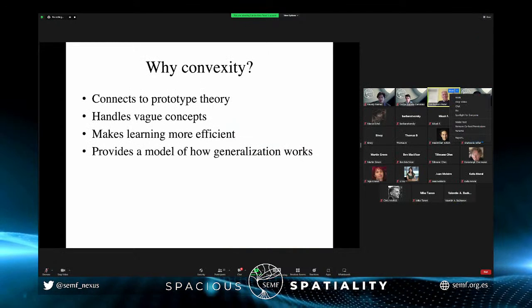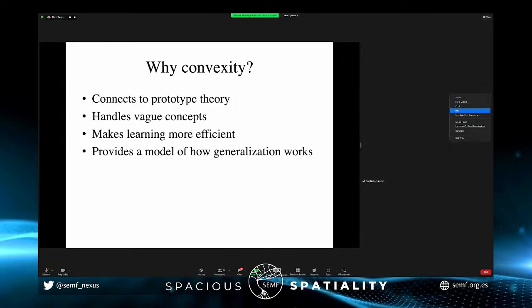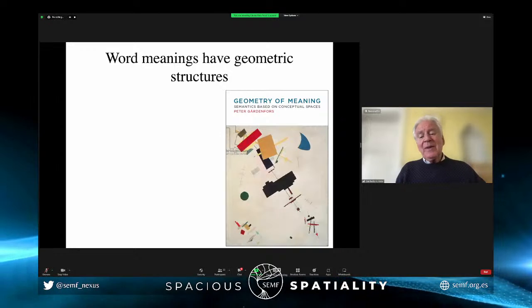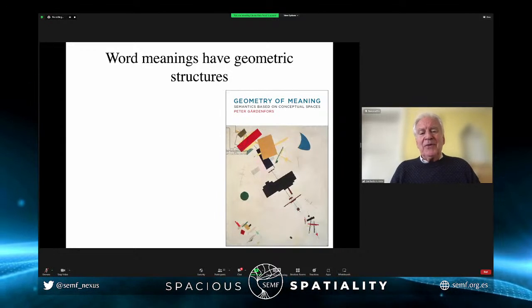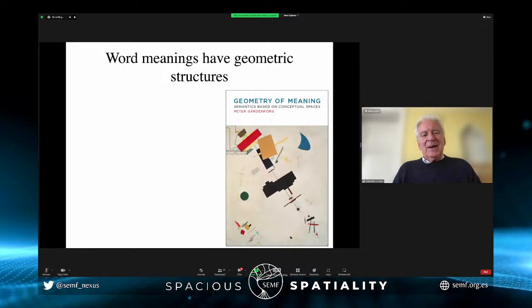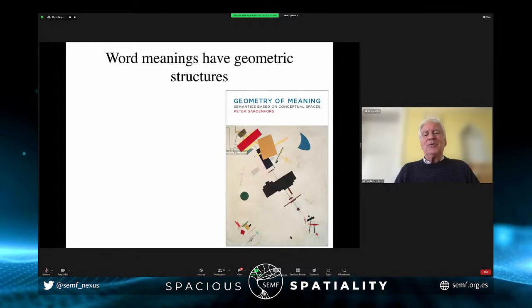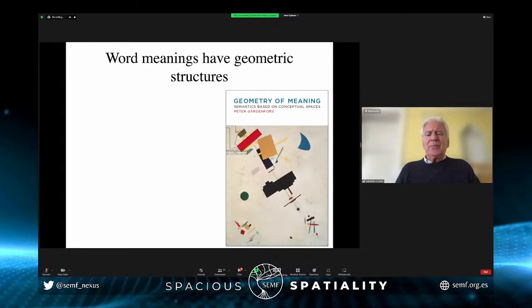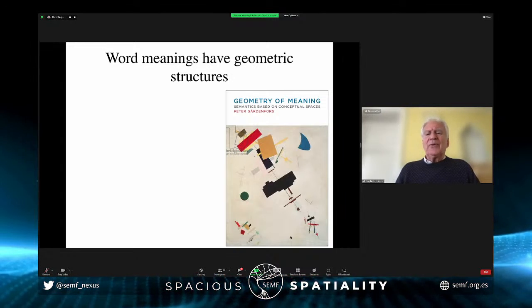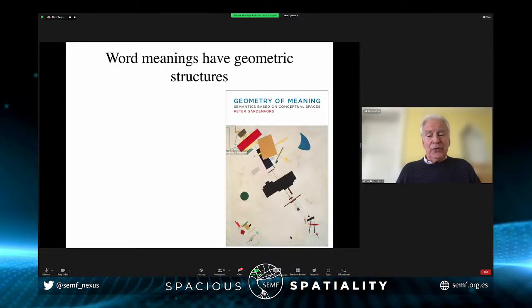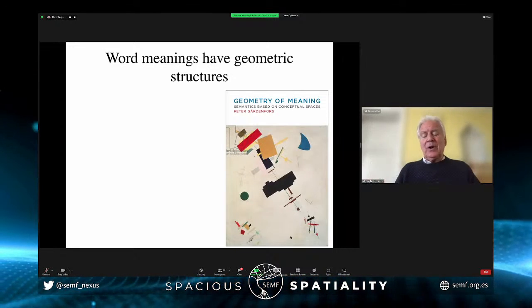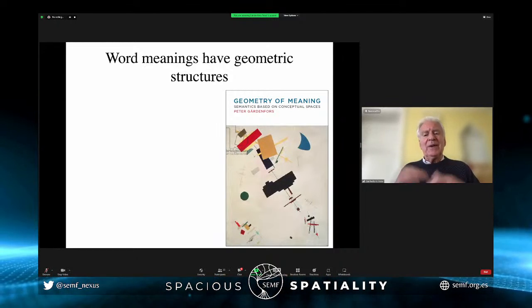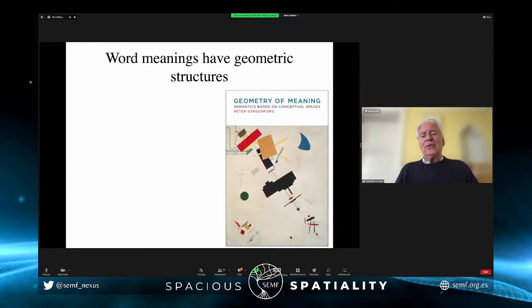Some of the basic ideas behind this theory of conceptual spaces. Then a couple of years ago, I wrote my second book in this area, and that's called Geometry of Meaning. And there I try to apply the theory of conceptual spaces to showing how we can represent the meanings of different word classes. And I focused on the major word classes like adjectives, nouns, verbs, and prepositions. And I will talk about each of these word classes a little bit.